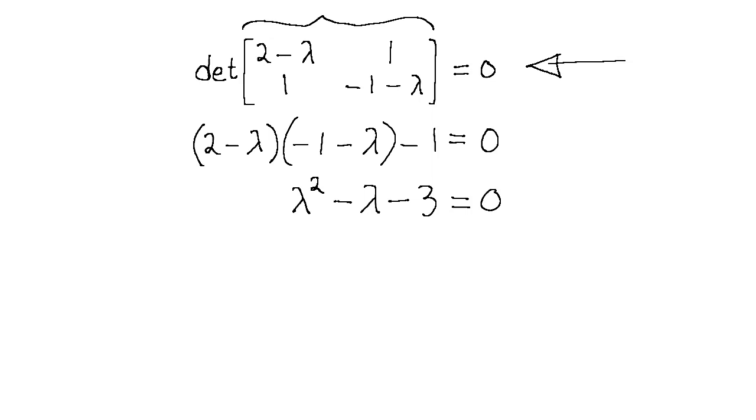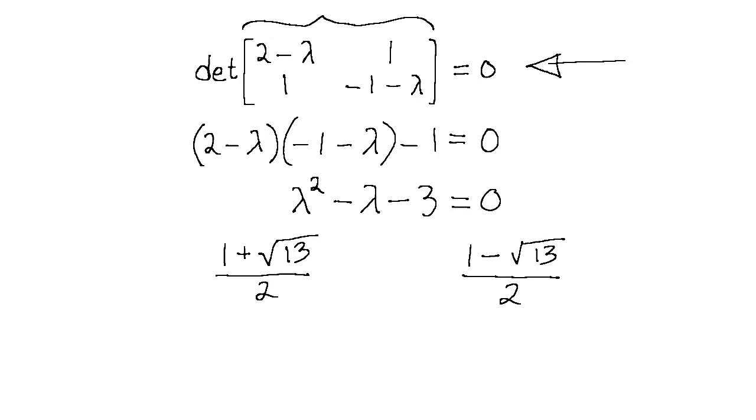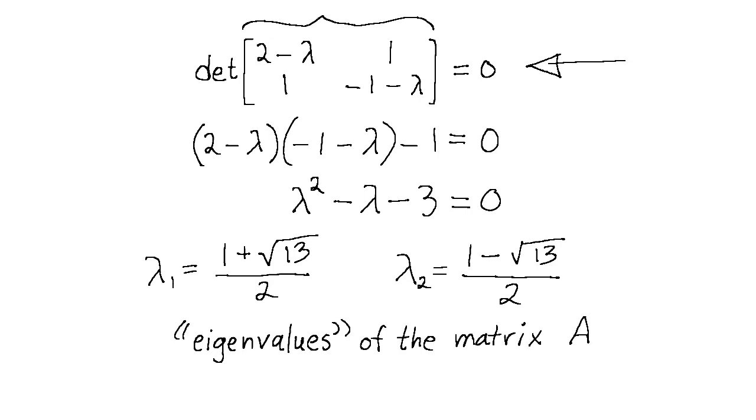We now see that the numbers lambda we're looking for are nothing more than the roots of a quadratic function. And in this case, those roots are (1 plus the square root of 13) all divided by 2, and (1 minus the square root of 13), again, all divided by 2. These roots, I'll call them lambda 1 and lambda 2 respectively, are known as the eigenvalues of the matrix A, that is, the matrix we were originally given.